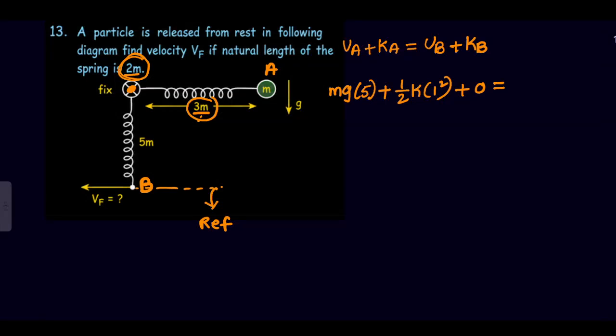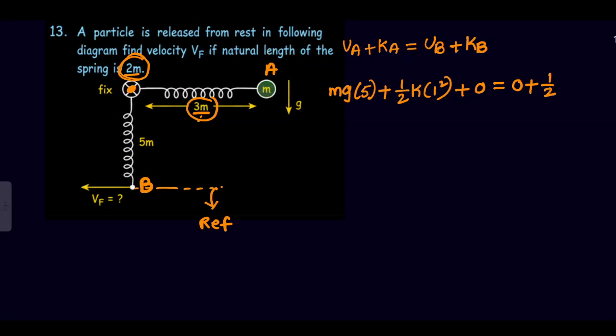Next, UB. It is the potential energy of the block. With this block at the reference line, the potential energy is 0. Plus, is there spring potential energy? Yes. The spring's natural length is 2 meters, and the total length is 5 meters, so there is elongation.